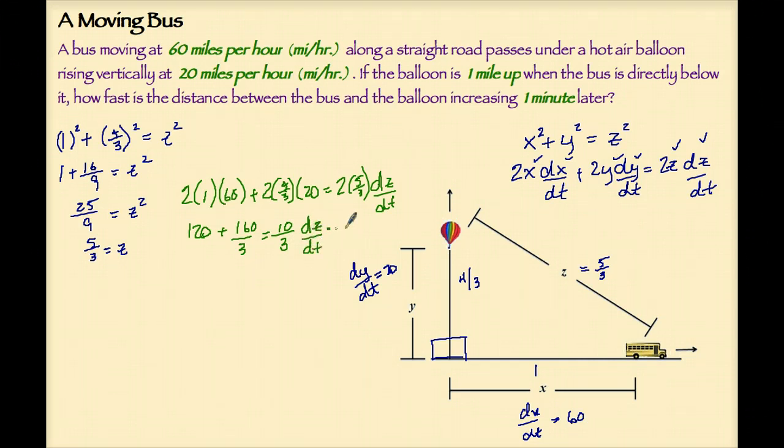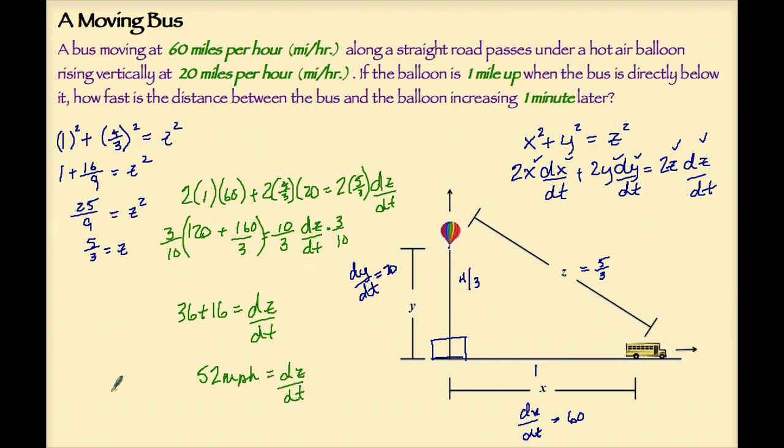Now let's multiply both sides of the equation by 3/10 in order to isolate dz/dt. That's going to give us 36 plus 16 equals dz/dt, which means that the distance between the balloon and the bus is increasing at a rate of 52 miles per hour.